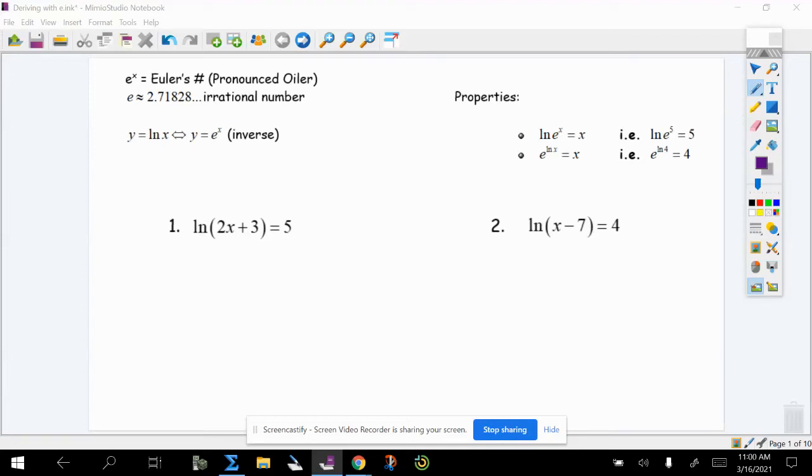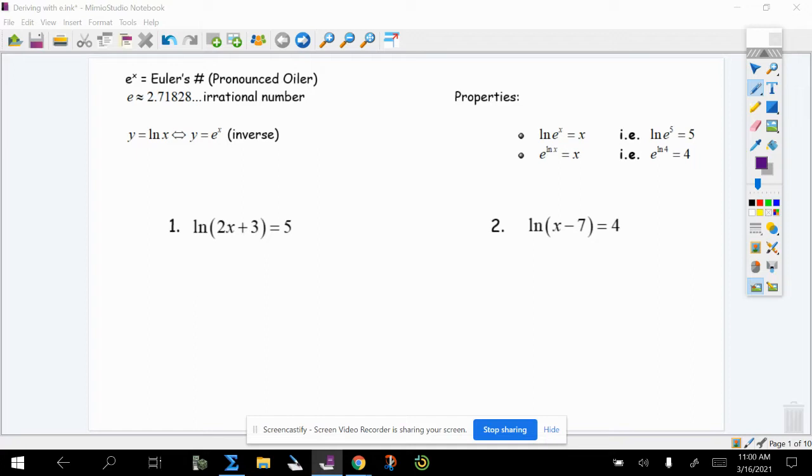We are moving on to section 5.4, which is all about e, the number e, how we work with it, how we derive it, how we integrate it. It is actually my favorite section of the chapter because I believe it's one of the most straightforward derivatives we have. And it also really picks up where we left off with so many other things in calculus.